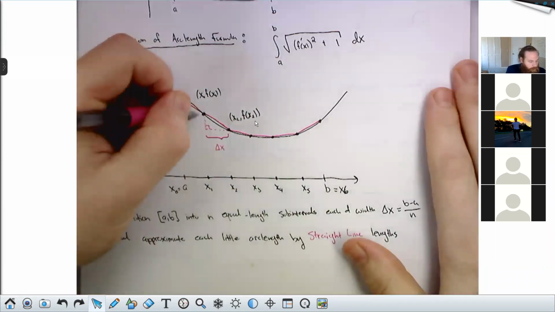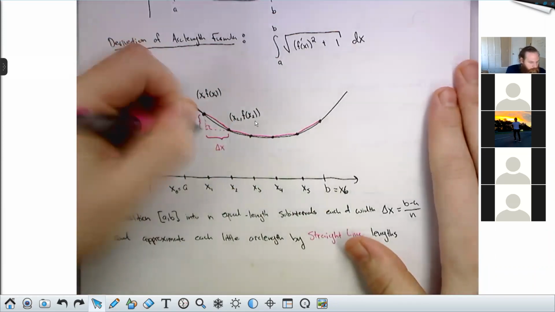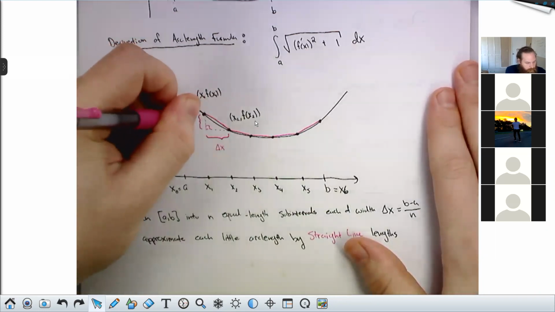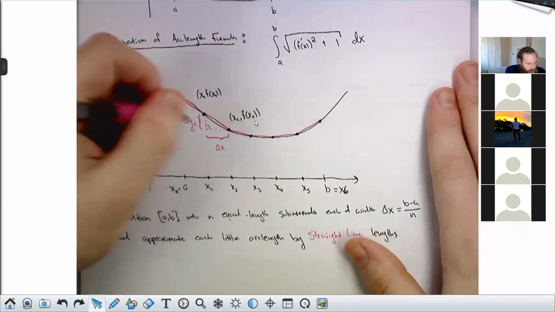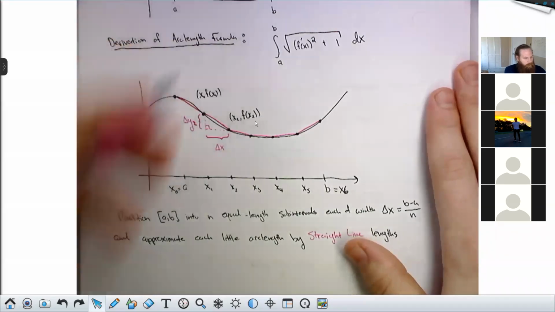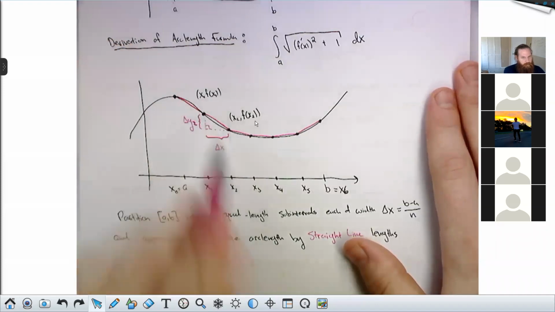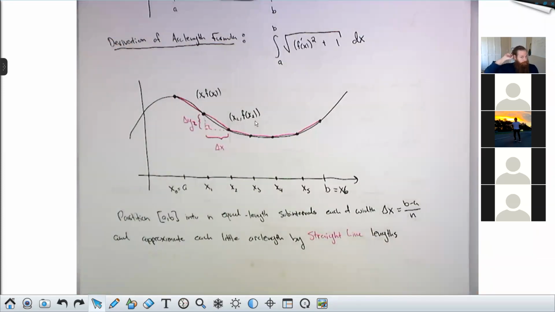The height here, though, changes. It depends on which little line segment you're looking at. I would call this guy delta y2, because it is the height of the second little subinterval's triangle. And then I can use the Pythagorean theorem to figure out the length of that line.